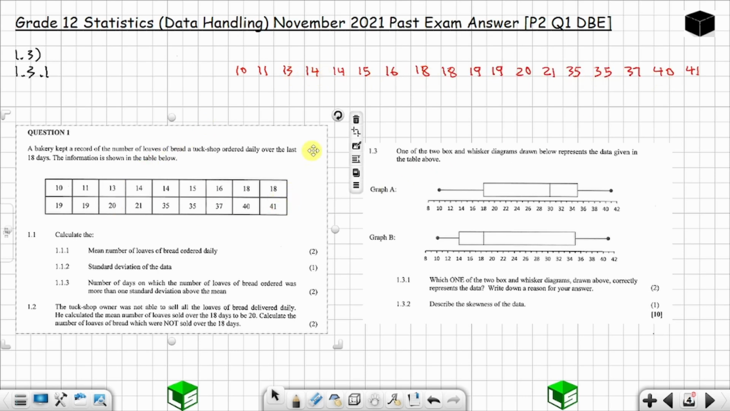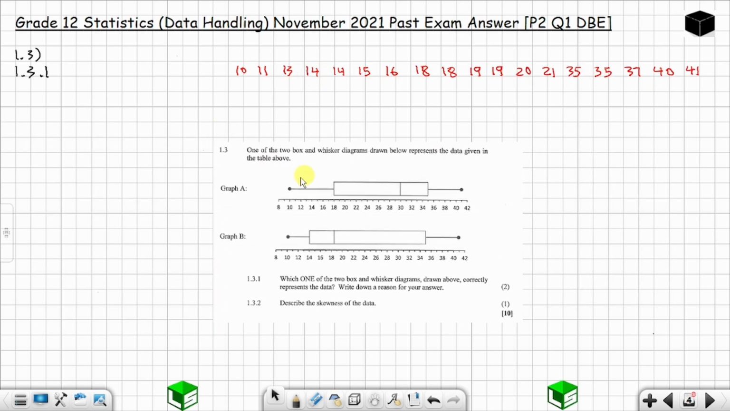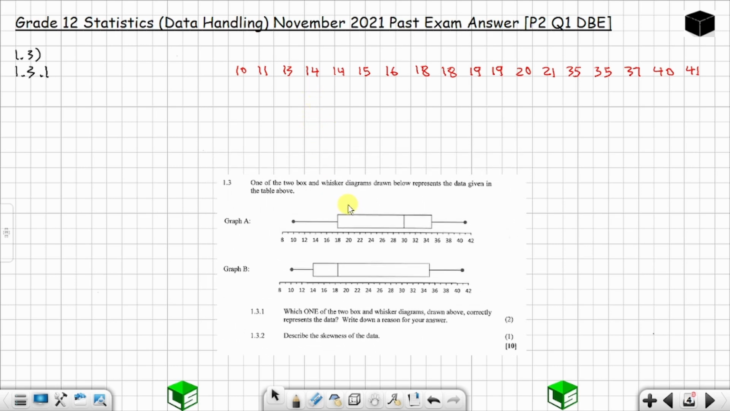Okay, we can close this. Okay, we have the information down here. Now we need to decide which of the two box and whisker diagrams represent this data correctly. So you have 18 values, and this is your minimum value, and this is your maximum value.